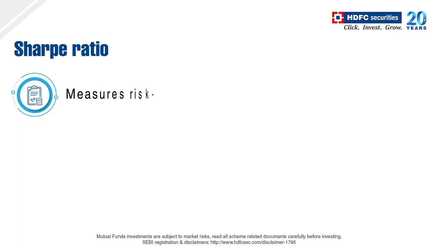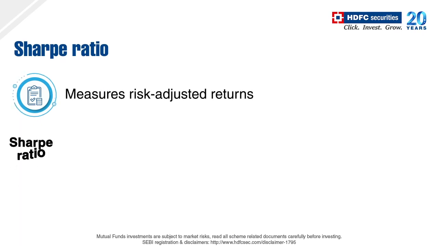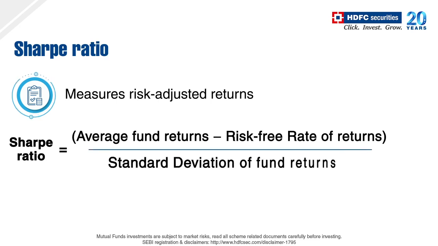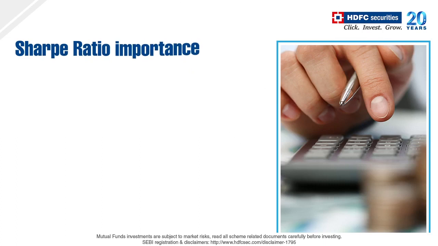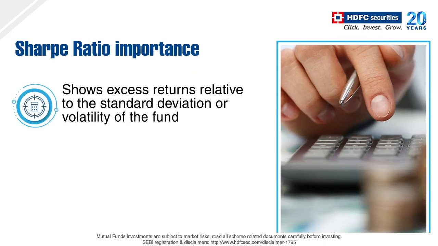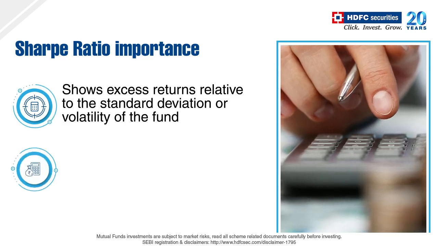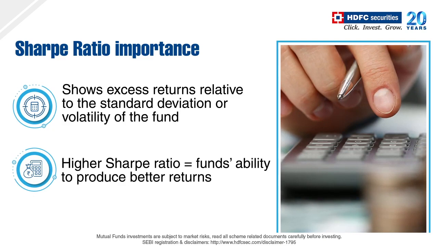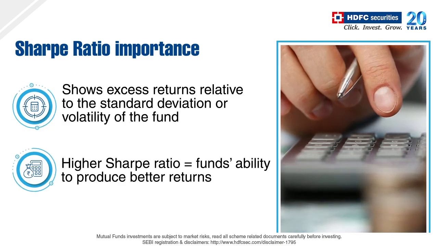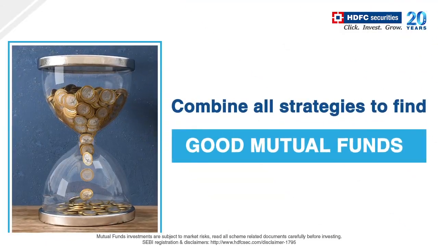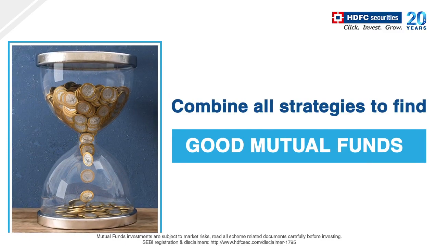You can measure your mutual fund's risk-adjusted returns with Sharpe ratio. The Sharpe ratio is calculated by considering the average fund returns minus the risk-free rate of returns and then divided by the standard deviation of fund returns. The Sharpe ratio shows the excess return you will earn relative to the standard deviation or volatility of the fund. If a fund's Sharpe ratio is higher in relation to its peers, it indicates the fund's ability to produce better returns. By combining all the above strategies, you can find good mutual funds generating excellent returns.